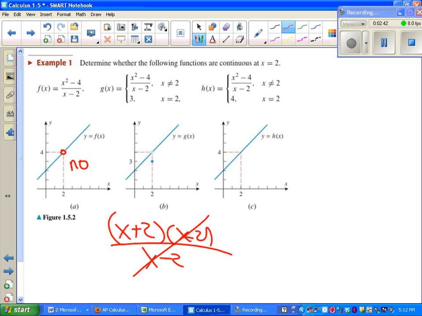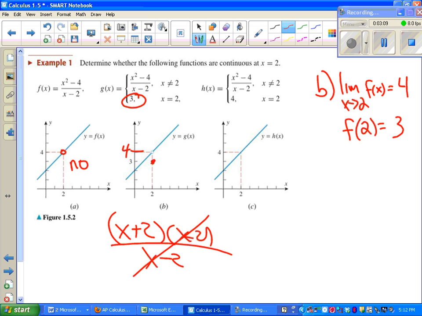Part B tries to fill in the hole by saying put a dot at y equals 3. The function value then becomes 3, but the limit becomes 4. These two numbers don't match up. In more detail for that part B there, we would say limit as x approaches 2 of the function, y gets close to 4, but f of 2 itself is equal to 3. Since these don't match up, we say no, this is not continuous at x equals 2.